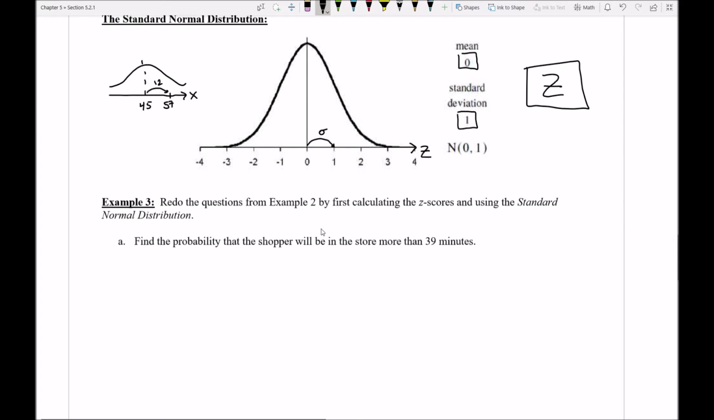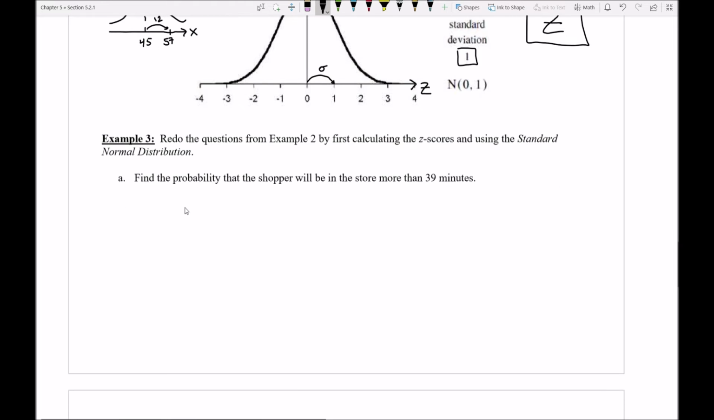We're going to try to redo all of the questions that we did in example 2, but we're going to first calculate a z-score for the given value of x, and then use a standard normal distribution to help us calculate a probability. Let's take a look at what we mean by this and see what kind of interesting things emerge. I want to find the probability, again, back from example 2, that the shopper will be in the store for more than 39 minutes.